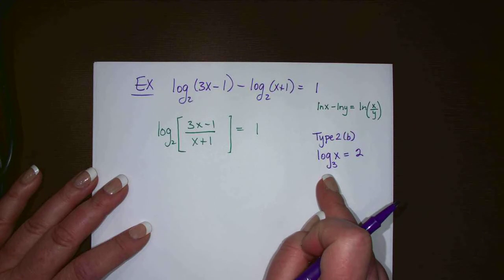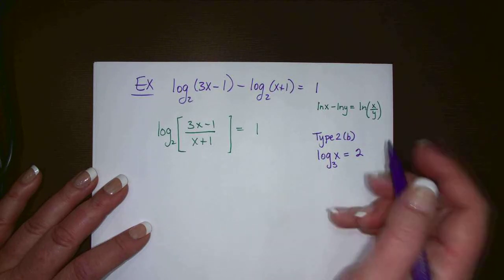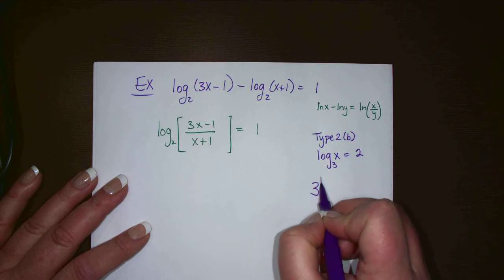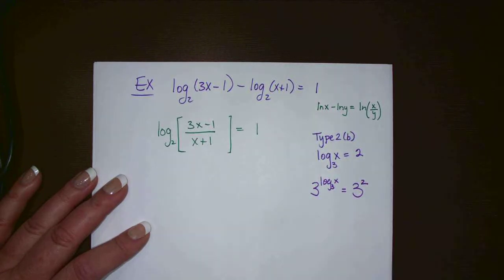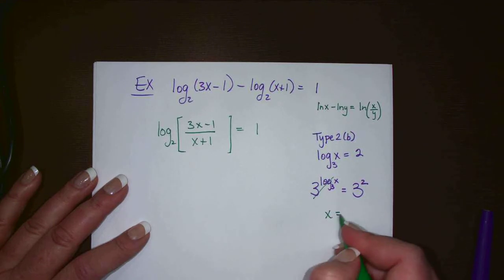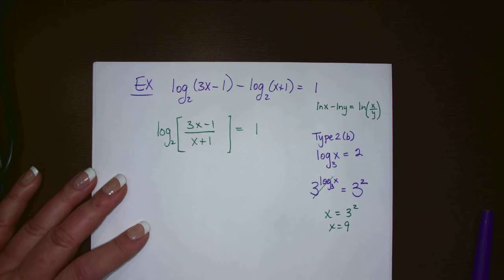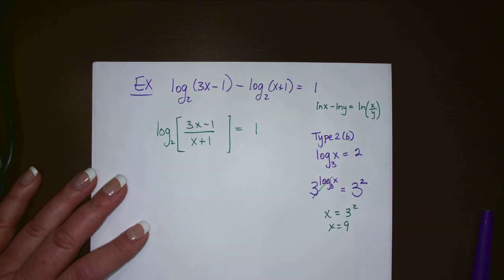The inverse is the power function, right, our exponential. So 3 to the log base 3 of x is equal to 3 to the 2. Do you remember? These cancel, so x equals 3 squared, so x is 9. Because the question had a log in it, you would just double check to make sure it's not negative, which it's not. So we're good.